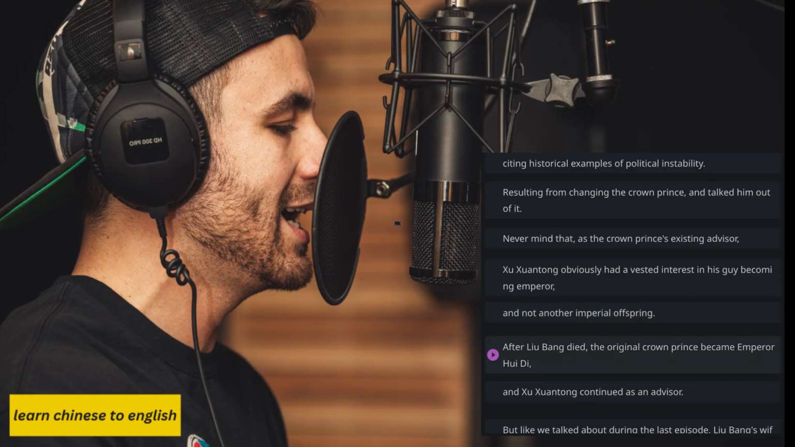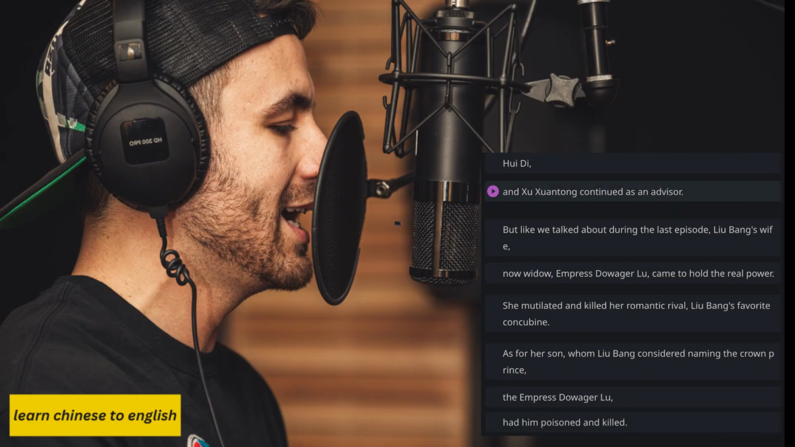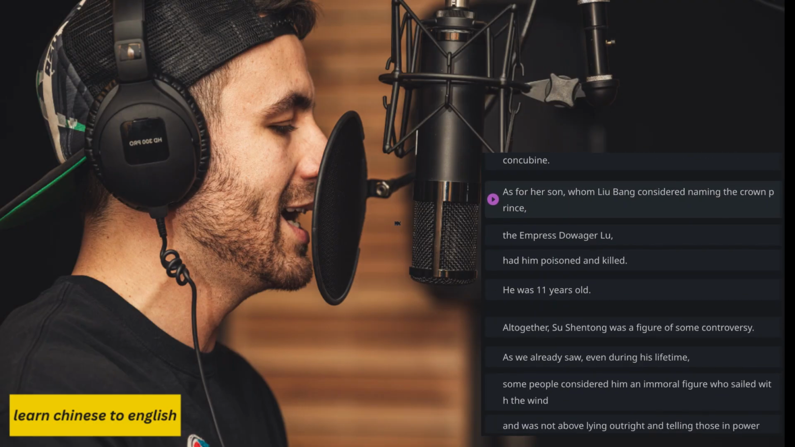After Liu Bang died, the original crown prince became Emperor Huidi, and Shusun Tong continued as an advisor to the new emperor. But, like we talked about during the last episode, Liu Bang's wife, now widow, Empress Dowager Lu, came to hold the real power. She mutilated and killed her romantic rival, Liu Bang's favorite concubine. As for her son, whom Liu Bang considered naming the crown prince, the Empress Dowager had him poisoned and killed. He was 11 years old.